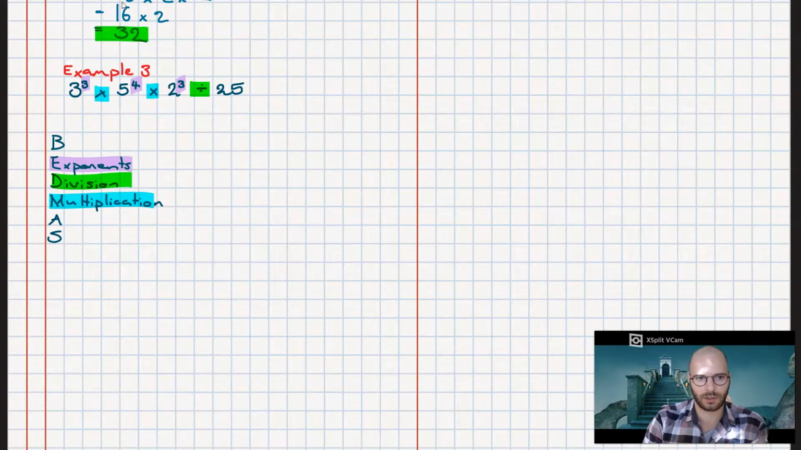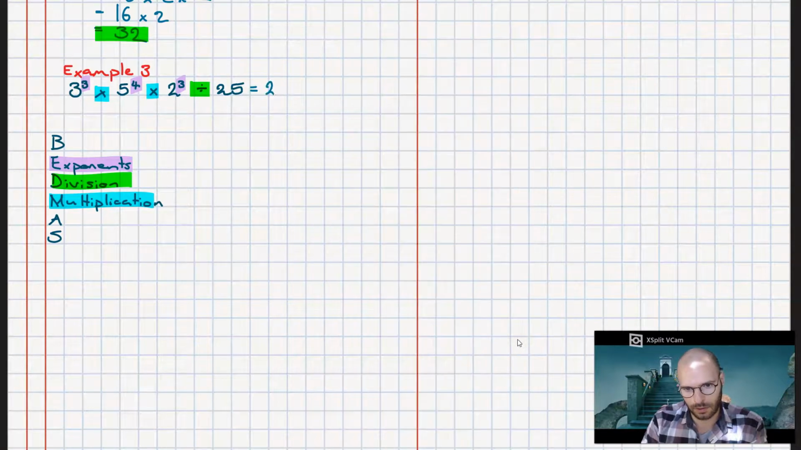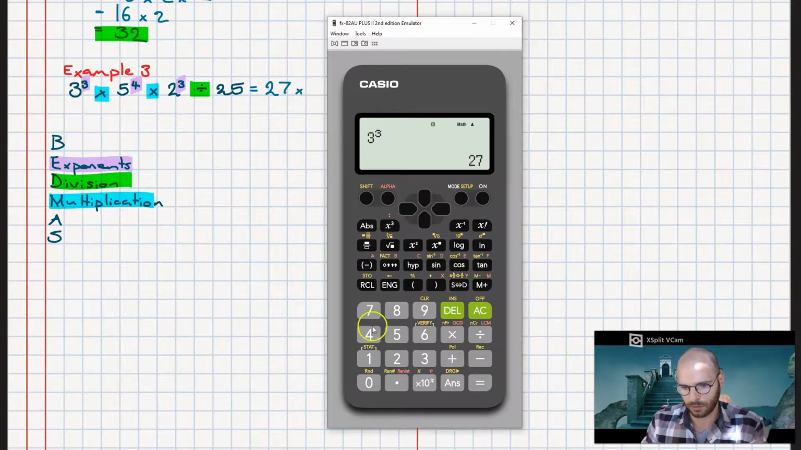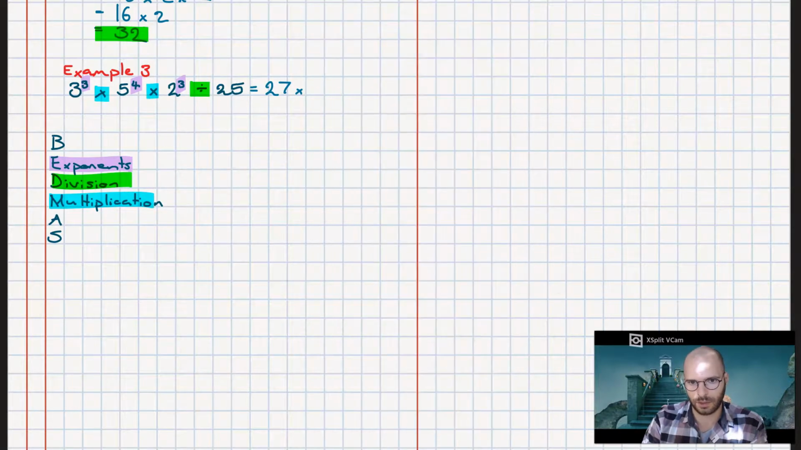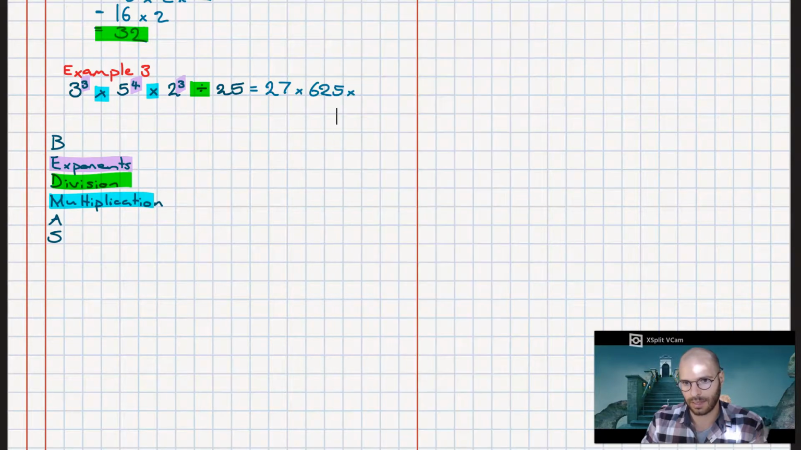If we try to do this computation by hand, the first thing we do is our exponents. First one is 3 cubed, so 3 to the power of 3, that's 27, multiplied by 5 to the power of 4, 625, multiplied by 2 to the power of 3, that's 8, and that's all divided by 25.